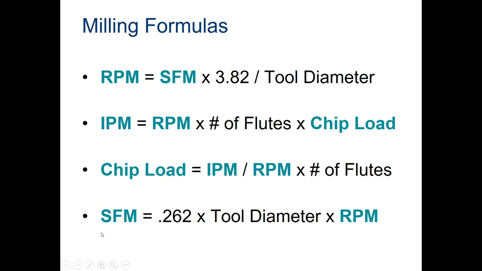Same thing with this one, our surface feet per minute. Again, that's the number we're looking up off the chart, but you can work it this way. If you know what you're doing, you can figure out what RPM you need to run at for this tool diameter to get that surface feet per minute. But again, it's kind of backwards of what we do. We're going to look up that surface feet per minute value. We're not going to calculate it this way.